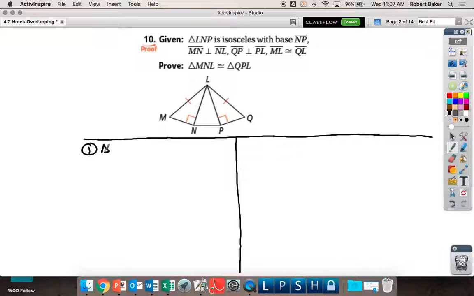Here's a good way to do this. Triangle LNP is isosceles.